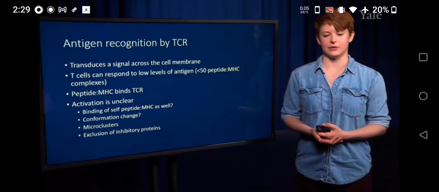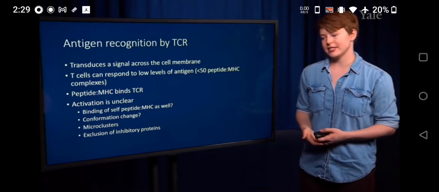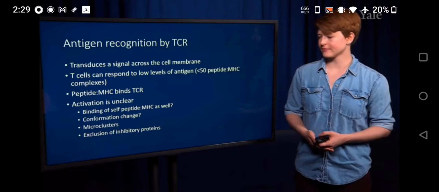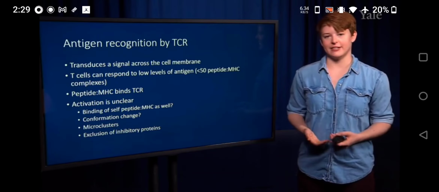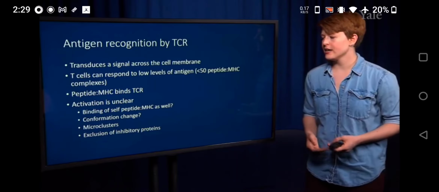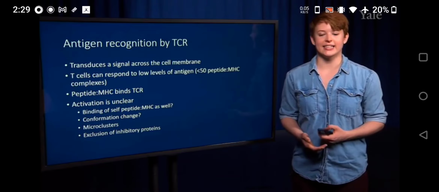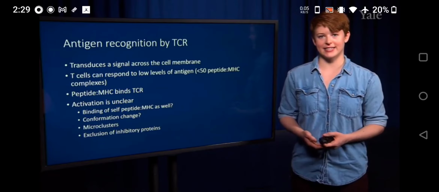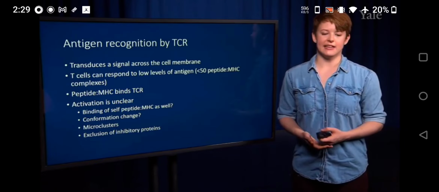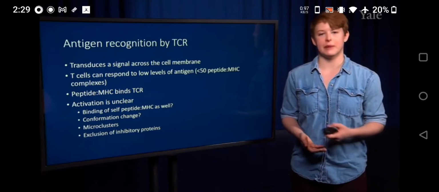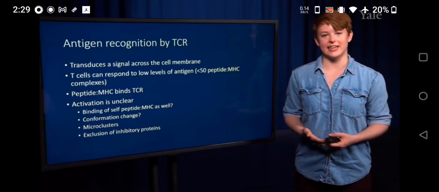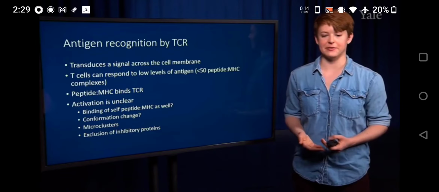And this peptide MHC, like you guys talked about in previous lectures, binds the T cell receptor. The exact mechanism of activation is still a little unclear. Some possibilities are that in addition to the TCR binding foreign peptide MHC complexes, it also binds self-peptide MHC complexes as well. This would be at a low level, but it's possible that you need the combination of these different bindings to activate the T cell.